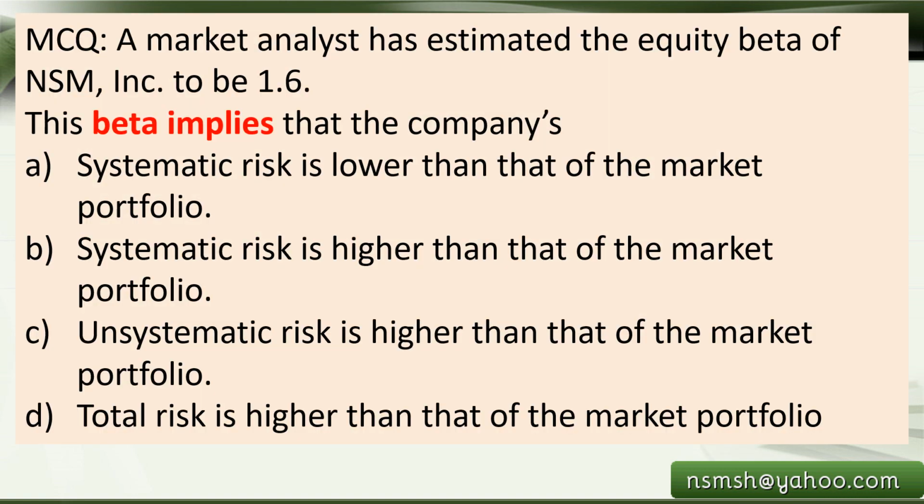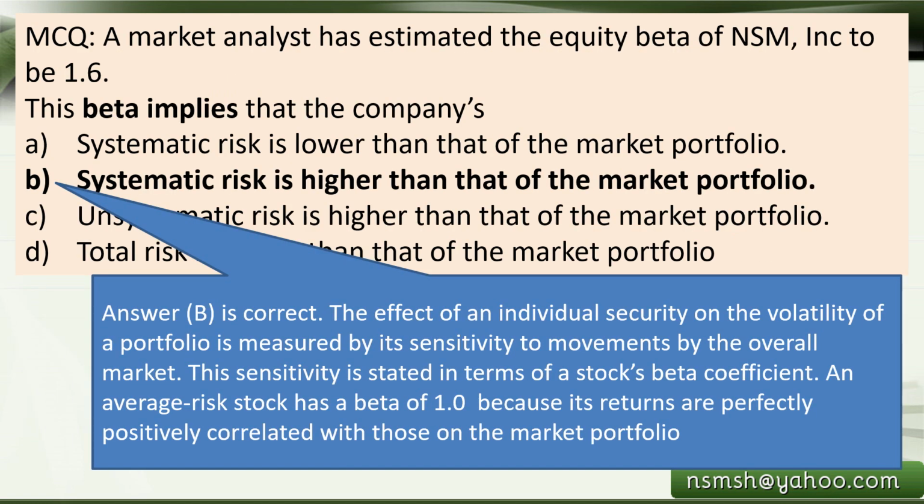Okay, an example question. A market analyst has estimated the equity beta of NSME to be 1.6. This beta implies that the company's: systematic risk is lower than that of the market portfolio, or systematic risk is higher than that of the market portfolio, or unsystematic risk is higher than that of the market portfolio, or total risk is higher than that of the market portfolio. What is the right choice? So the right answer is option B.